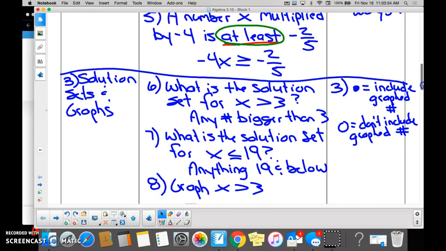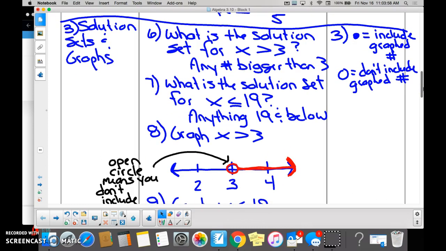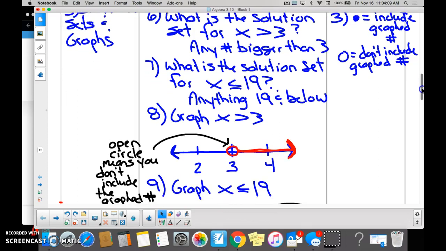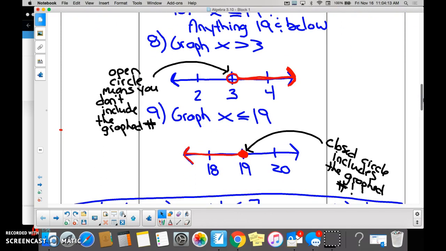Number three, solution sets and graphs. This is just talking about when we're solving inequalities, there are always a lot of different answers, which is the solution set. So in 6 and 7, we actually described in words the solution set for each of those. 8 and 9 actually show how to graph solution sets. So quick quiz for you here, oral quiz.